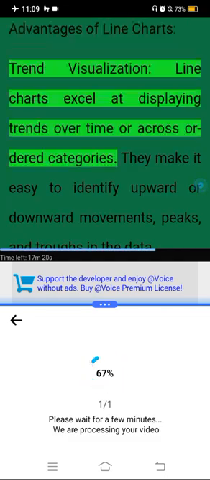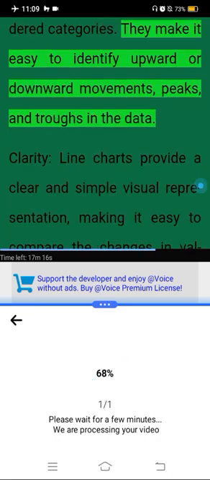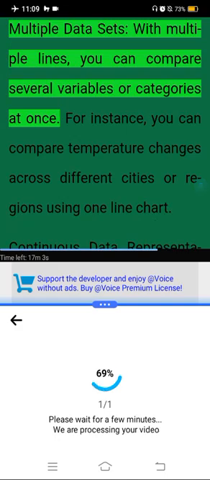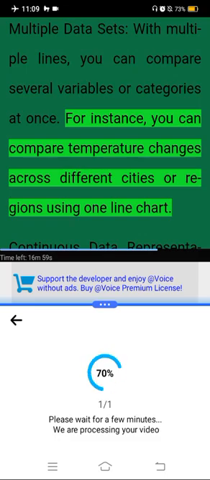Advantages of line charts. Trend visualization. Line charts excel at displaying trends over time or across ordered categories. They make it easy to identify upward or downward movements, peaks, and troughs in the data. Clarity. Line charts provide a clear and simple visual representation, making it easy to compare the changes in values between different time periods or categories. Multiple data sets. With multiple lines, you can compare several variables or categories at once. For instance, you can compare temperature changes across different cities or regions using one line chart.